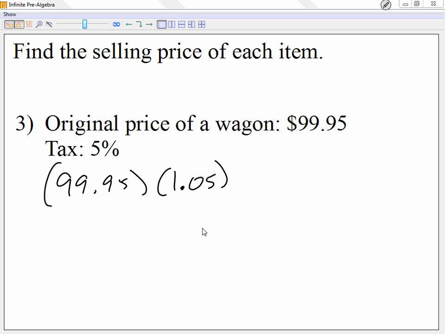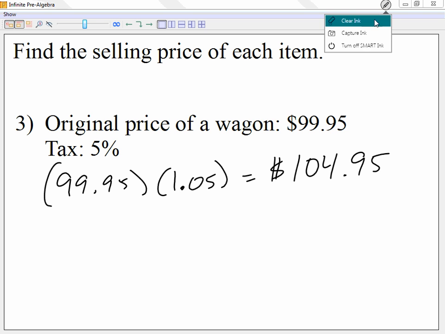So I multiply 99.95 times 1.05. With taxes, rounded to two decimal places, this will be $104 with 95 cents. The calculator gave me like 0.947, so that's why I rounded it to 95 cents. Once again, I'm not interested in what's 5%. I'm interested in how much is 105%, because that's everything together.